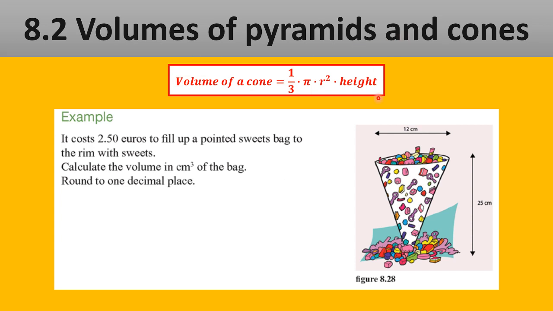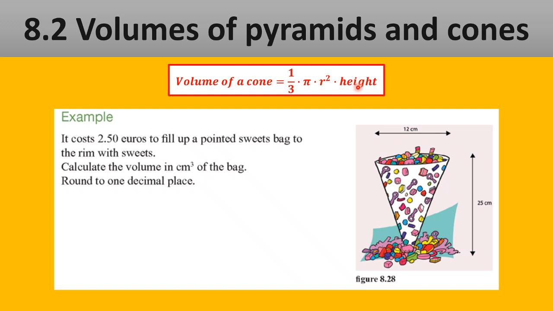How can we use this? Okay, let's take a look at this question. They have filled up a pointed sweets bag to the rim with sweets. What is exactly the volume of this bag? How can we calculate this? Well, remember, the volume of this cone is 1/3 times pi r squared times height.